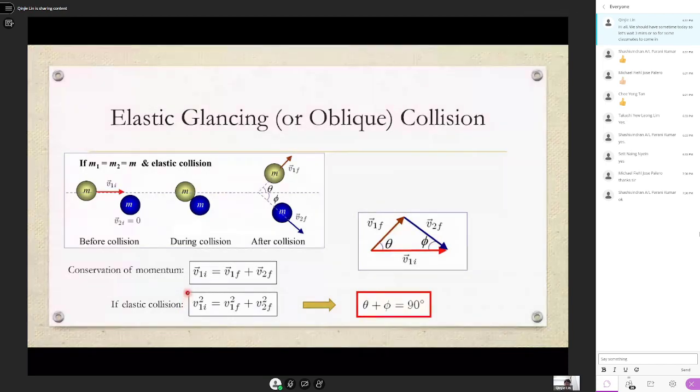And then for the conservation of kinetic energy, you take away all the m because now they are the same. It will give you V1I squared equals V1F squared plus V2F squared. You look at this, it is very familiar, right? It's actually our Pythagoras theorem. So what does it say? It says that this must be a right angle, because Pythagoras theorem is true here. That means theta plus phi must be 90 degrees.